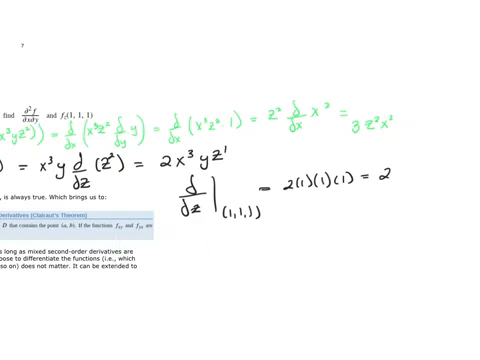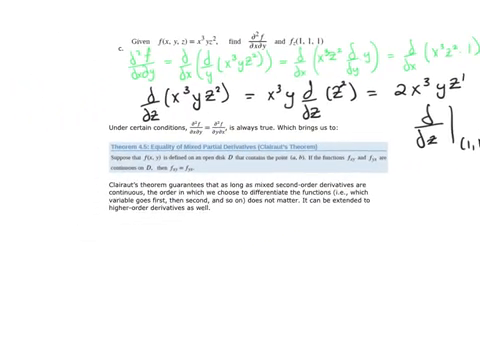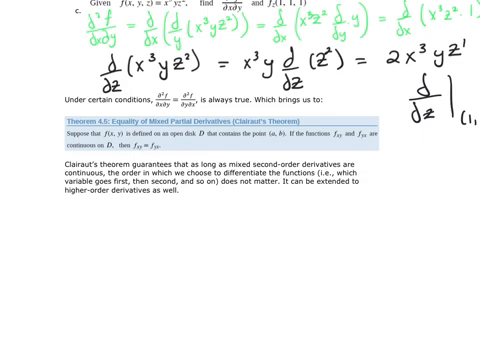Now we talked a little bit about this just a few moments ago. Under certain conditions, like we had in one of our examples, the partial derivative with respect to x then y, and the partial derivative with respect to y then x, are sometimes equal, which brings us to this theorem. And this guarantees that as long as the mixed second-order derivatives are continuous, the order in which we take them does not matter, and this can be extended to higher-order derivatives as well. So that's it for this section.